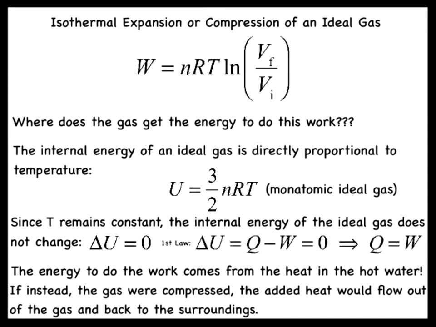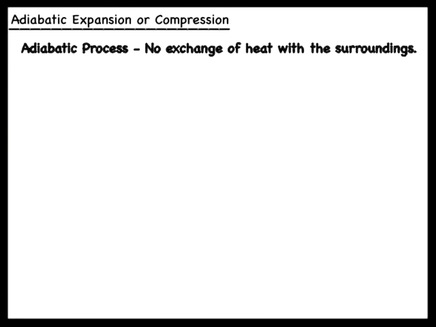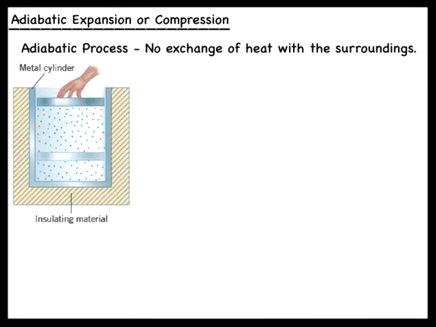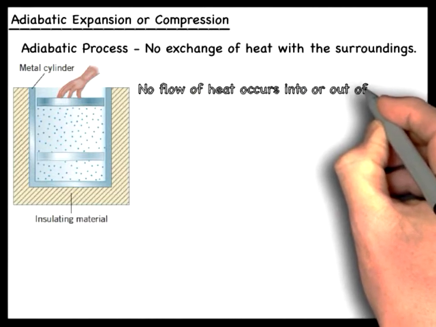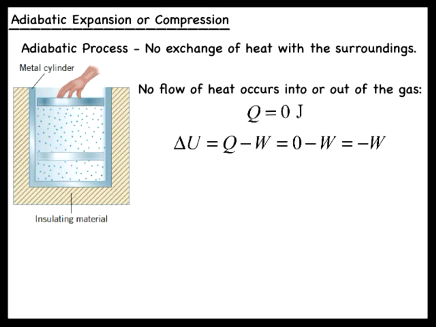Now let's consider the expansion or compression of an ideal gas that occurs adiabatically. Recall that this means there is no exchange of heat between the system and its environment. The following figure shows an arrangement where n moles of an ideal gas can do work adiabatically on a piston as it expands quasi-statically from an initial volume V initial to a final volume V final. Because the cylinder is now surrounded by a perfectly insulating material, no flow of heat occurs between the gas and its surroundings. Therefore, Q is equal to 0 joules, and the change in internal energy of the gas, as given by the first law of thermodynamics, becomes delta U is equal to minus W.